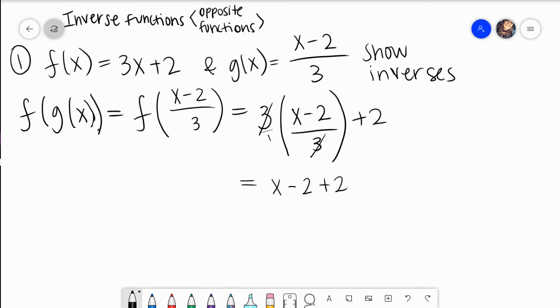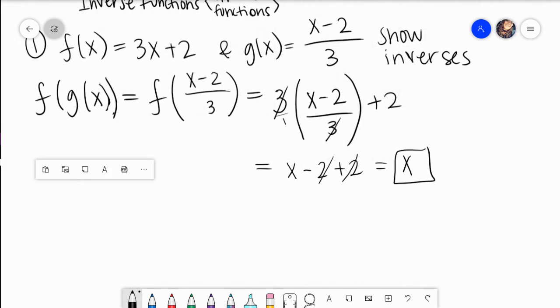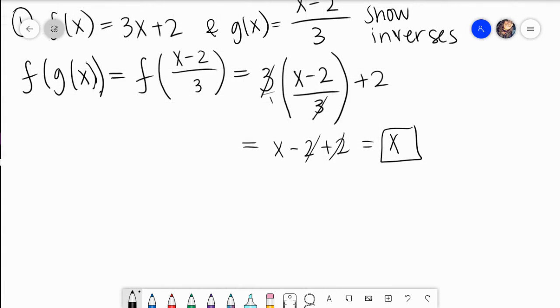Okay, so my negative 2 and my positive 2, those are additive inverses. And what I mean by that is when you add them together, you get 0. In other words, they go away, right? They cancel. So what I get is x. Now, if I can plug my f of x into my g of x and get the exact same answer of x, then these are inverses of each other.